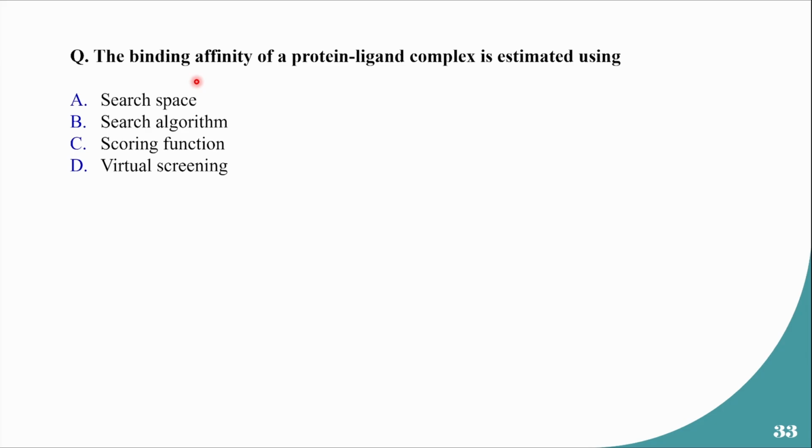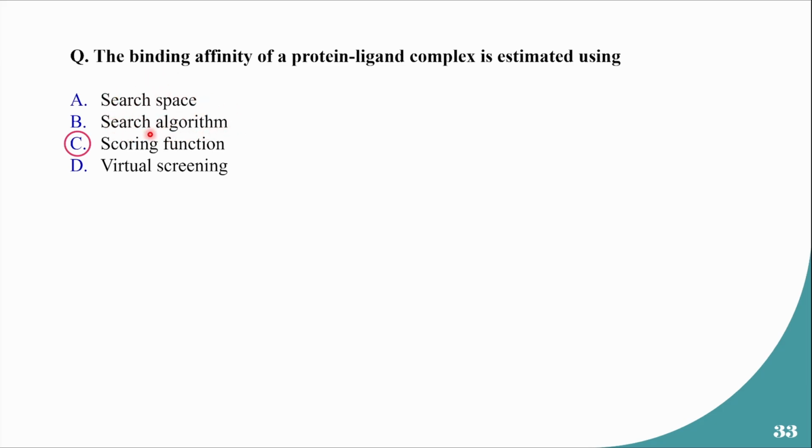Yeah, I see answer C in the chat. So yes, the scoring function is for computing or estimating the binding affinity in protein-ligand complexes, right? The search space is the overall conformation space that you have to consider, so the ligand geometry, etc., will come in here also.